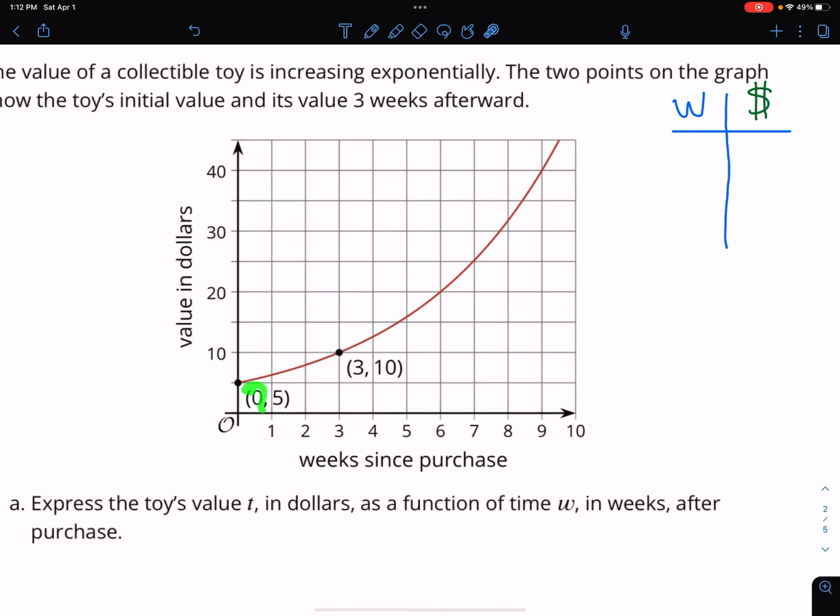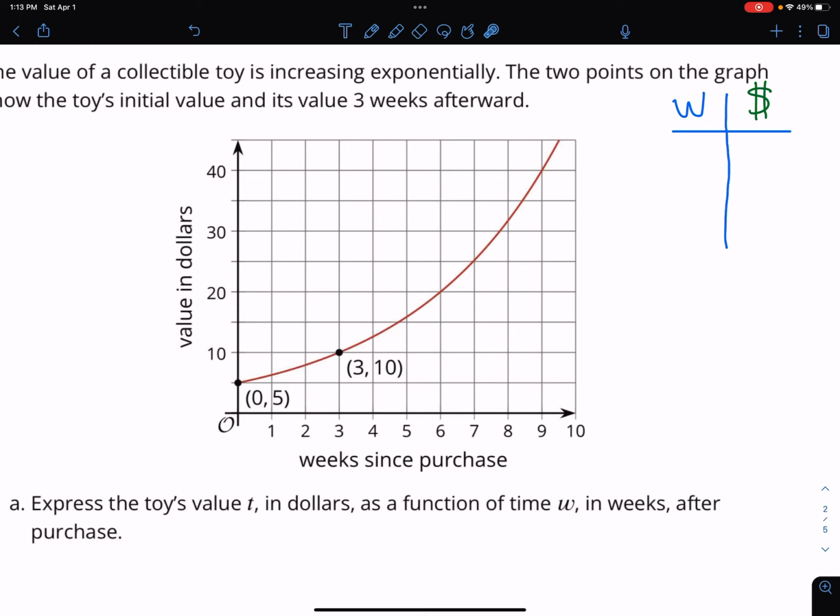Your 0. X goes on the left, Y goes on the right. Technically, that's X and that's Y. And we write our coordinate pair like this. It's alphabetical order. X on the left, Y on the right. So weeks is on the left here. Now, what's my vertical axis? It's value in dollars. These are my dollar amounts that this toy is worth.